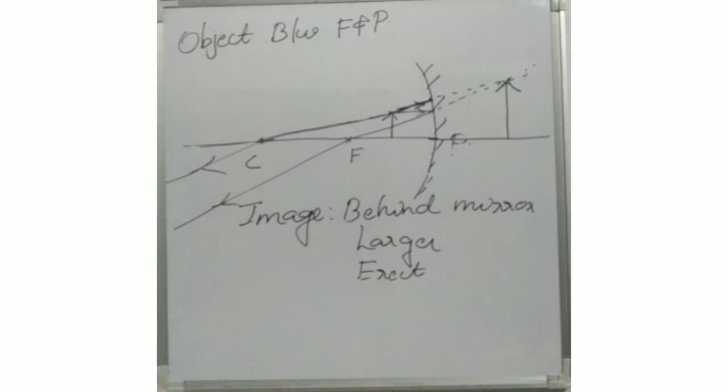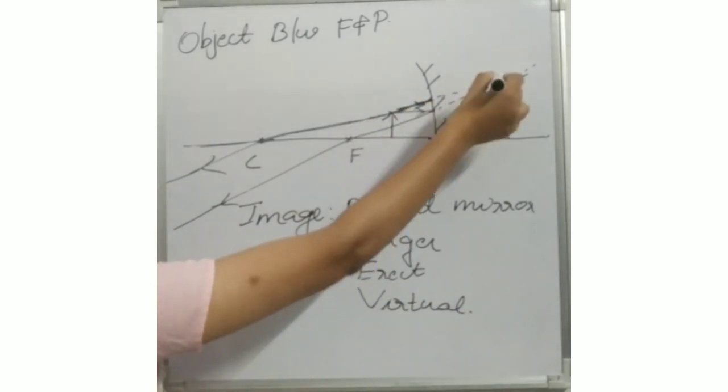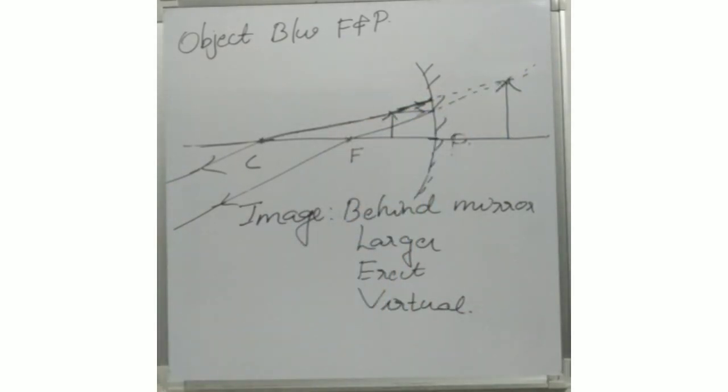Erect because it is in a straight way. It is not inverted. Erect. And it is a virtual image. It is not a real image because we got this image by drawing the imaginary lines here. So the image is virtual.